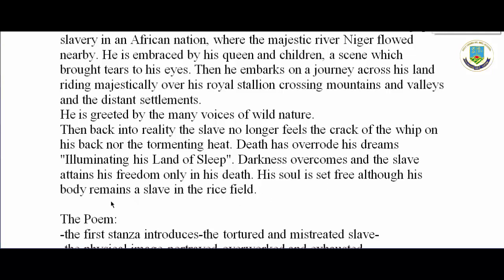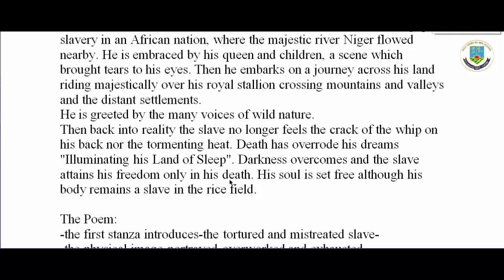Darkness overcomes, and the slave attains his freedom only in his death. As he lay dying on the rice field, he could no longer feel the beating of his master, okay, nor feel the heat of the sun. His land of sleep is illuminated by death. That means darkness has overcome him. He attains his freedom only in his death.